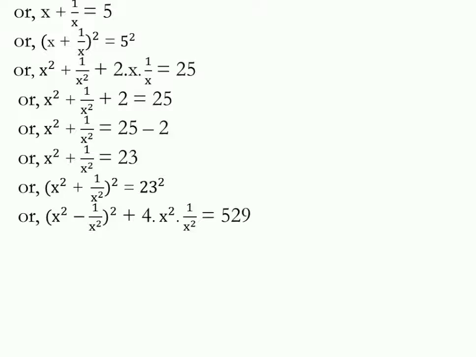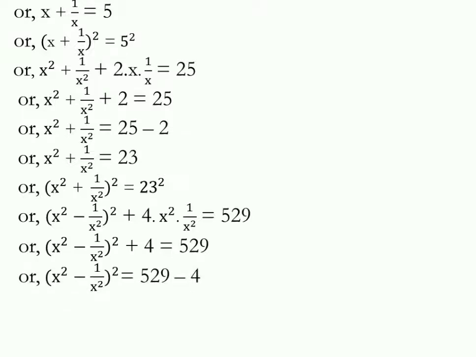So a plus b whole square can be written as a minus b whole square plus 4ab. Now this x square and 1 by x square after multiplication becomes 1, so 4 ones are 4, and in the next line it looks like this: x square minus 1 by x square whole square plus 4 equals 529. So if you take 4 to the right hand side, it should be x square minus 1 by x square whole square equal to 529 minus 4, and this proves x square minus 1 by x square whole square equal to 525. So this is what we had to prove in B.